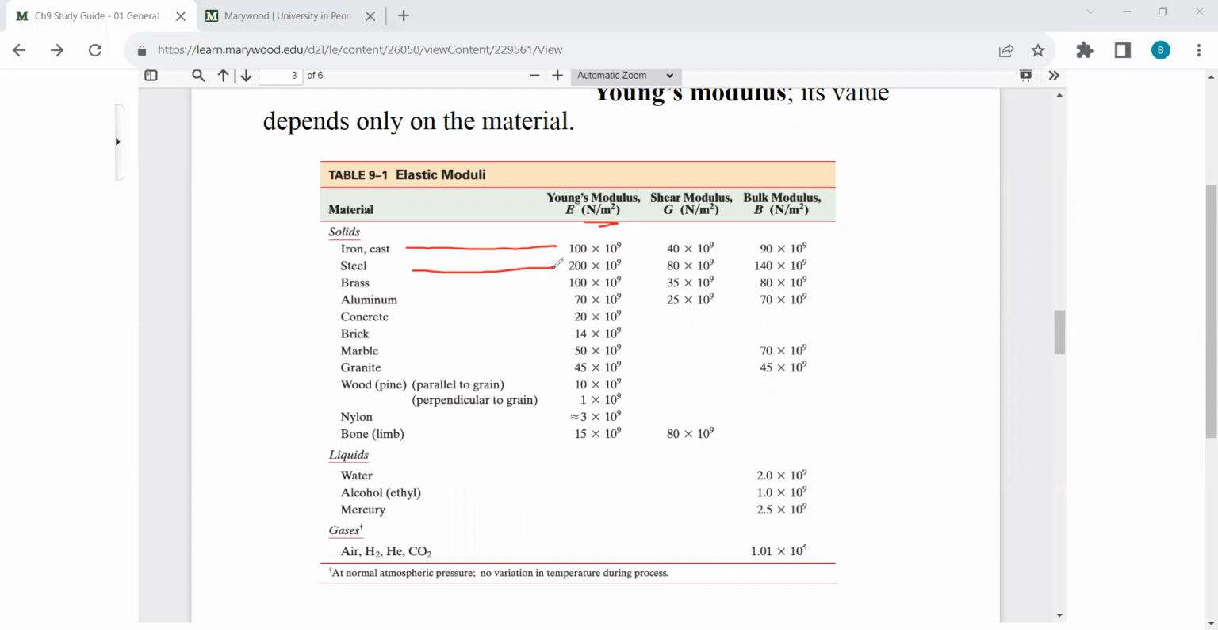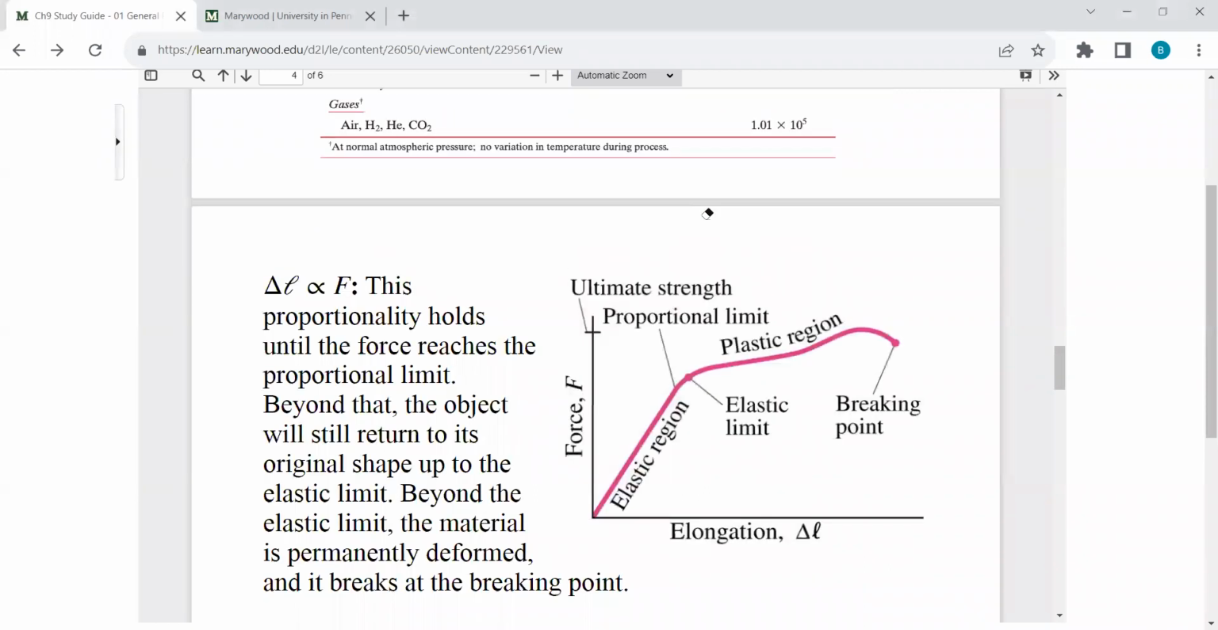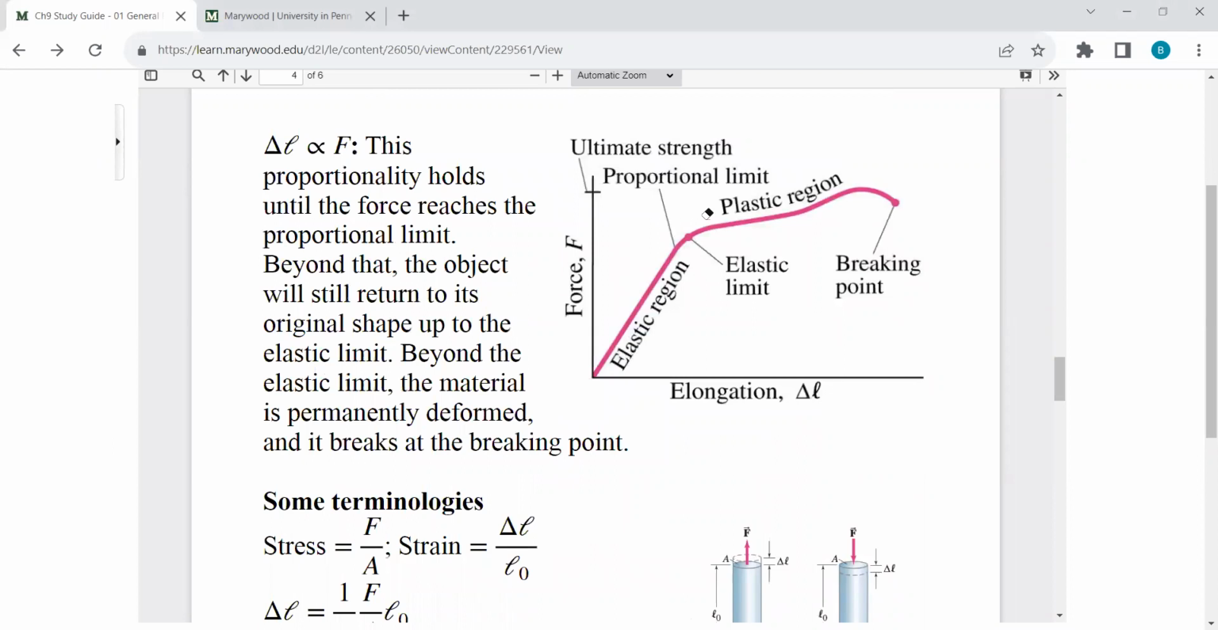We are going to also learn about shear modulus and bulk modulus next. This table shows all of them, but in the next slide you are going to learn more about shear and bulk modulus. But before I go to the shear and bulk modulus, let me talk a little bit more about the elastic modulus. In the last slide we saw that delta L is proportional to F, the applied force.